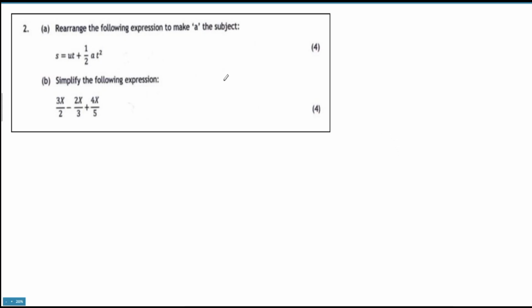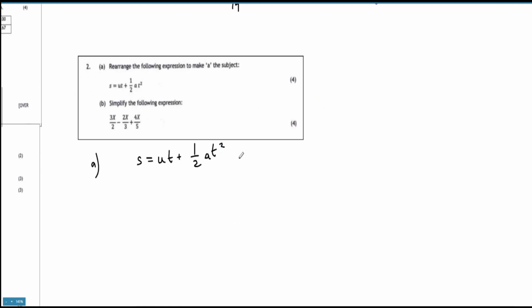Okay, question 2 is rearrange the following expression to make A the subject. I think we can do that. Question A. We've got S is equal to UT plus a half AT squared. Let's see if we can rearrange that.